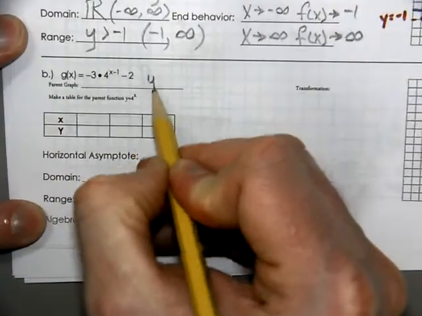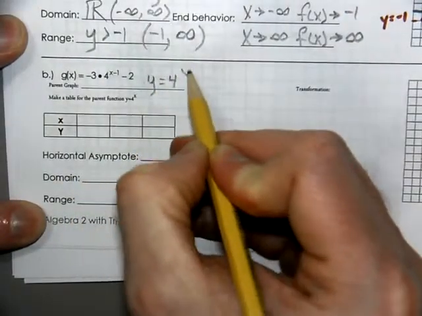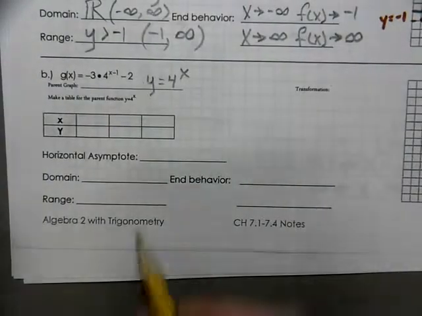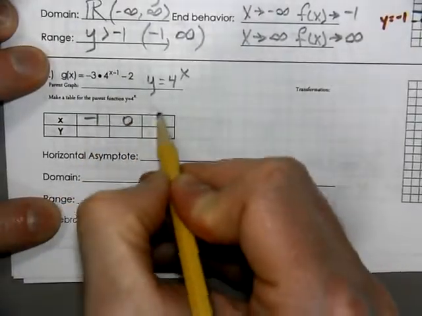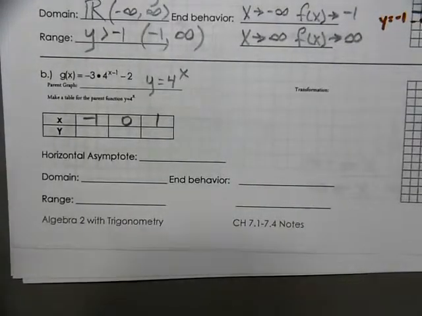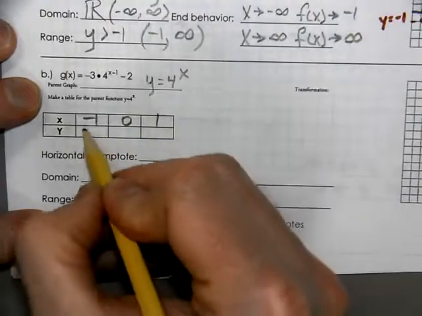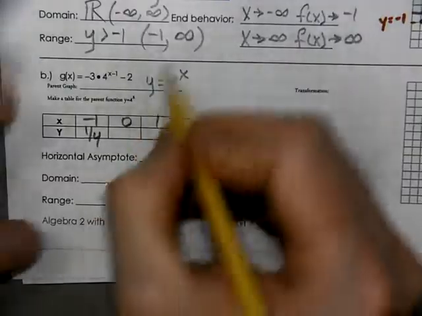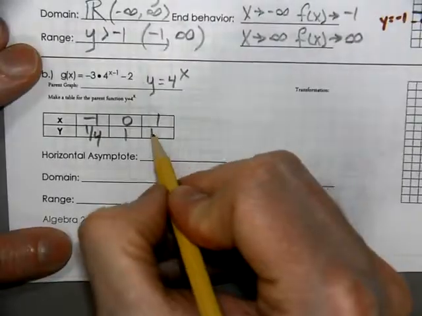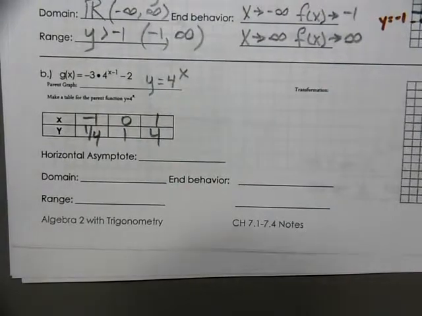Our parent function here is going to be y equals 4 to the x. We'll use the numbers -1, 0, and 1. -1 means we do the reciprocal. 0 is going to be 1. 1 is going to be 4.